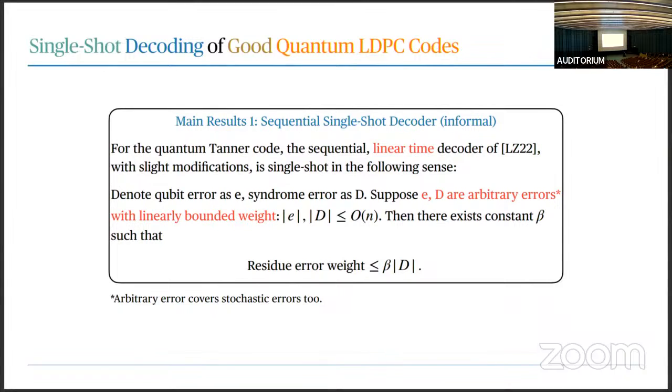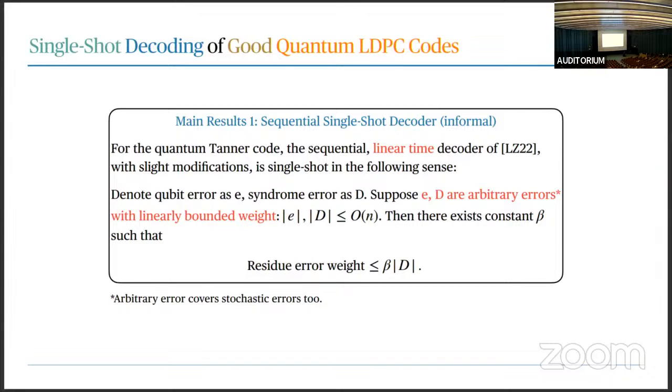Why does this make sense? Because like we said at the beginning of the talk, when you have measurement error, there's no hope of correcting it perfectly because you don't have the correct syndrome information. You would hope that you can correct down to a reasonable level where your residual error is small.